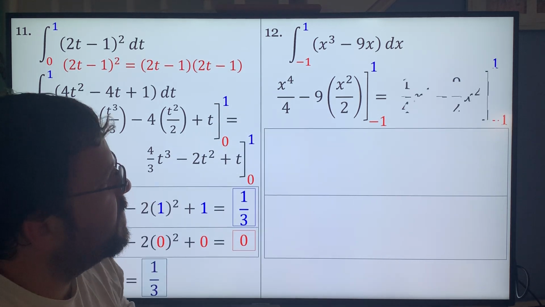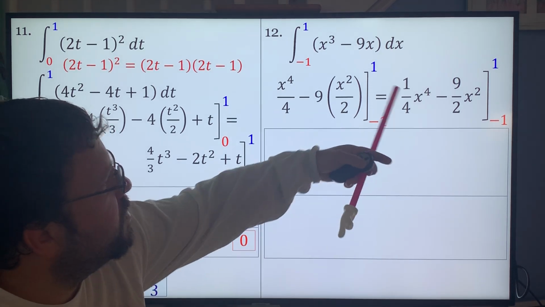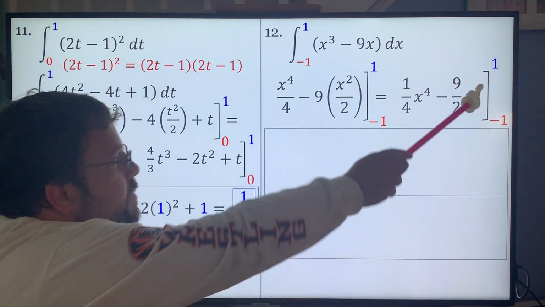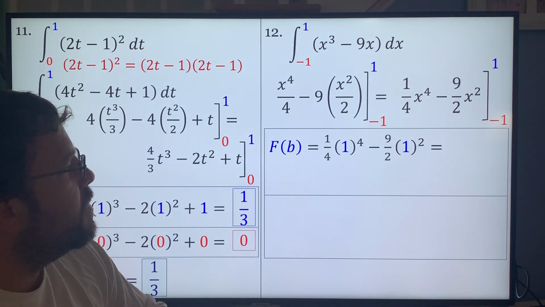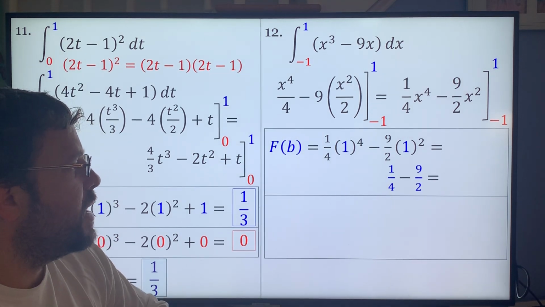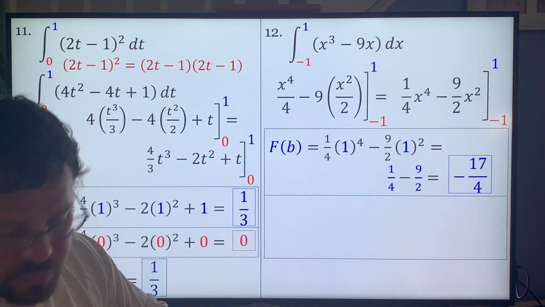This becomes 9/2 or -4.5. You don't have to pull the 1/4 out; I just think it's easier to do in the end. Take 1, put a 1 in. You get 1/4 minus 9/2, or 1/4 minus 18 over 4, which is -17 over 4.